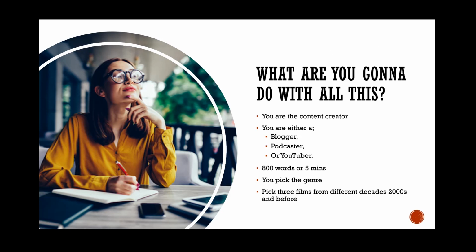You are going to take the role as a content creator. You are either a blogger, a podcaster, or a YouTuber. You have 800 words or 5 minutes. You're going to pick a genre that you like, and then you're going to pick 3 films from different decades, from the 2000s and before. And you're going to use them to help explain how that genre has progressed and how those films connect to that.